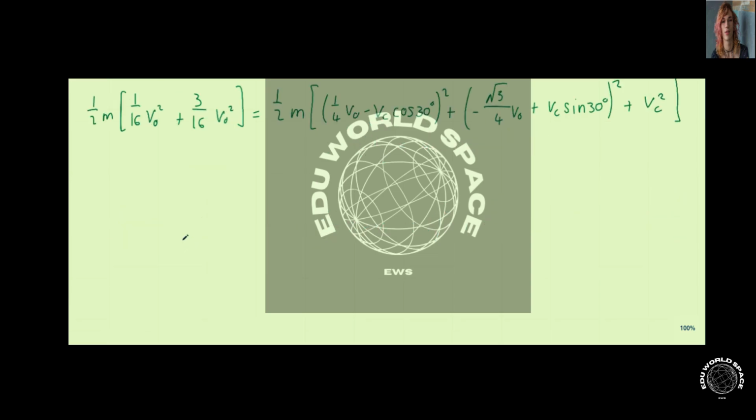And so if we do more mathematics, we end up with vC in terms of v naught. So essentially, if we know v naught, we have one equation with one unknown. So doing the mathematics, we get that vC is equal to v naught into 1 over 4 times the cosine of 30 degrees plus the square root of 3 over 4 times the sine of 30 degrees, and this is equal to the square root of 3 over 4 times v naught.